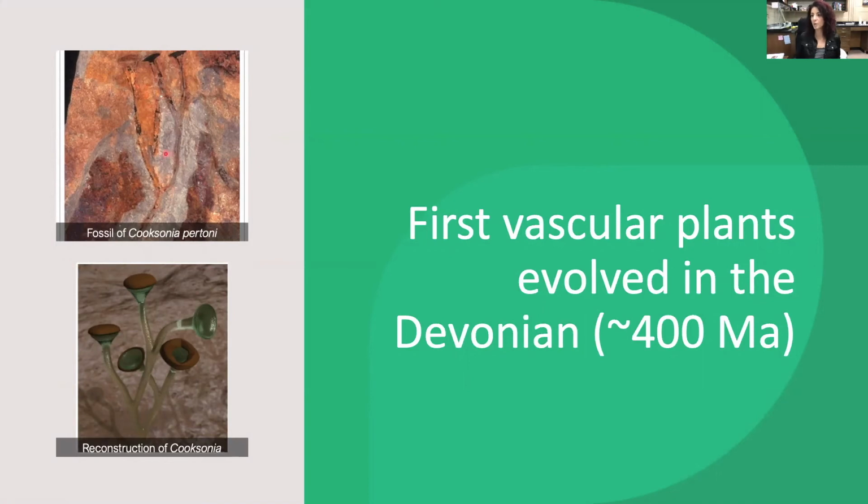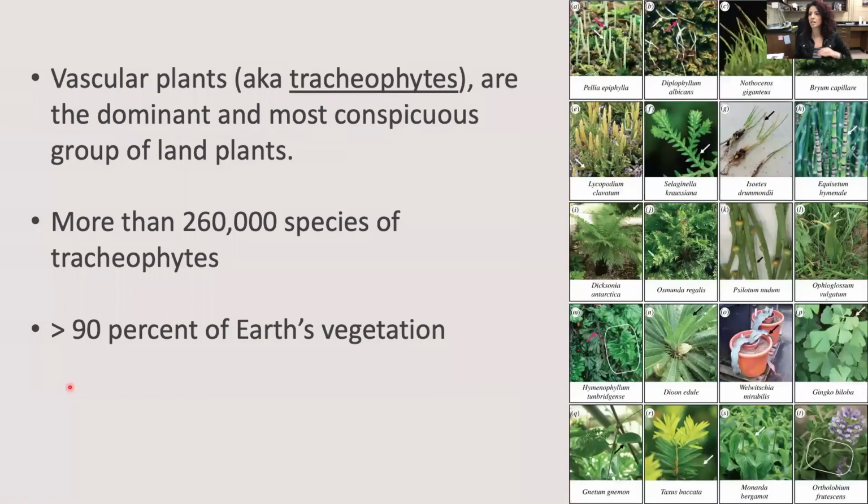So this is an imprint, and this is an artist's reconstruction of what the first vascular plant on Earth would have looked like. Some features about the vast diversity of vascular plants that we have on Earth. Number one, they're called tracheophytes. And trachea means breathing, and it makes sense that plants of the vascular type would be associated with breathing.